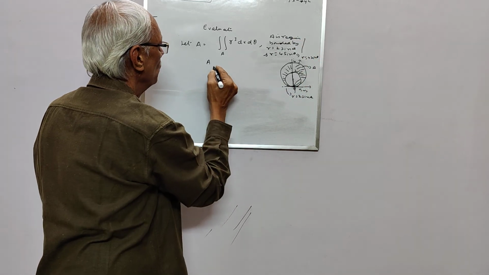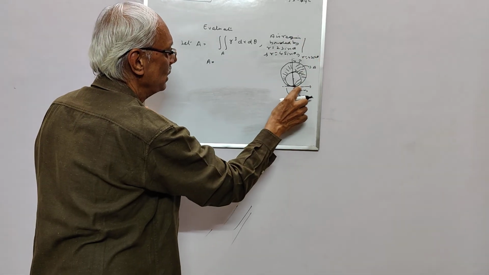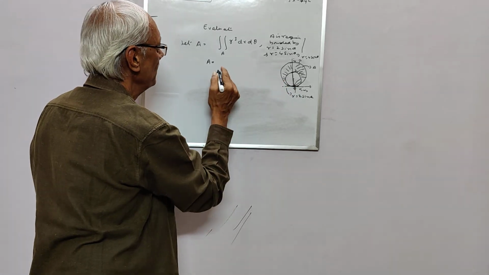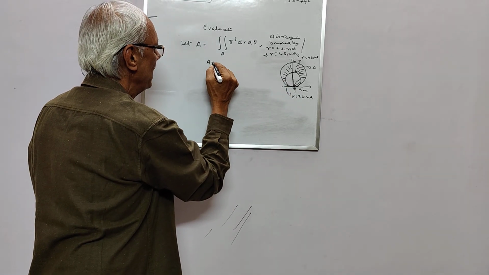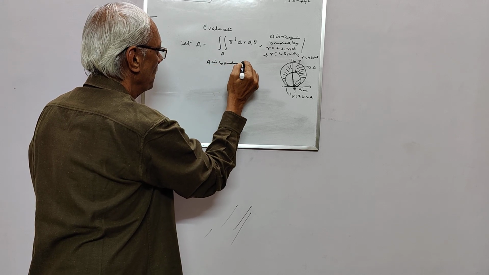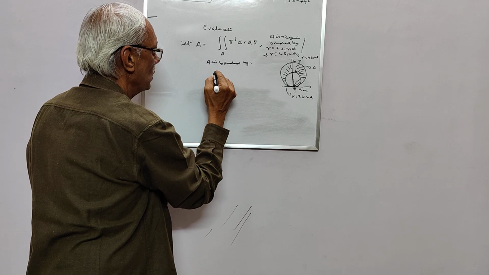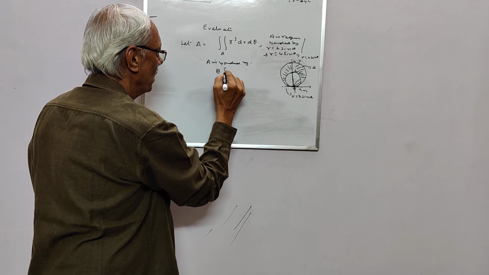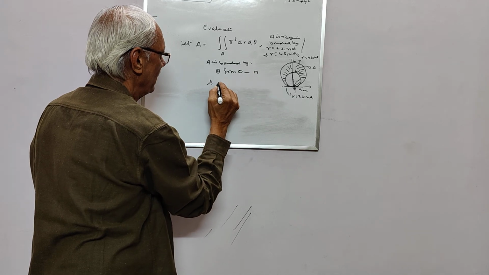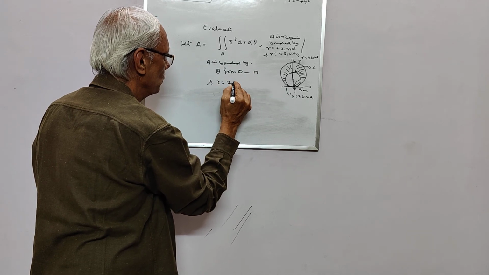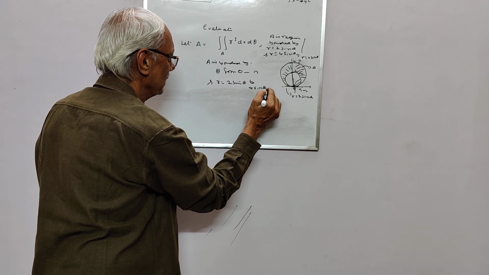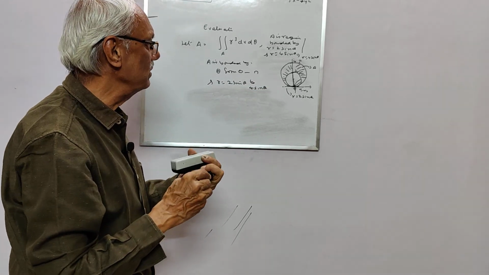So this is one. Now here A is equal to what? Your A is this area. So you have got this area. A is bounded by theta from 0 to pi, and r is equal to 2 sine theta to 4 sine theta. Now are you able to catch what I am telling you here?